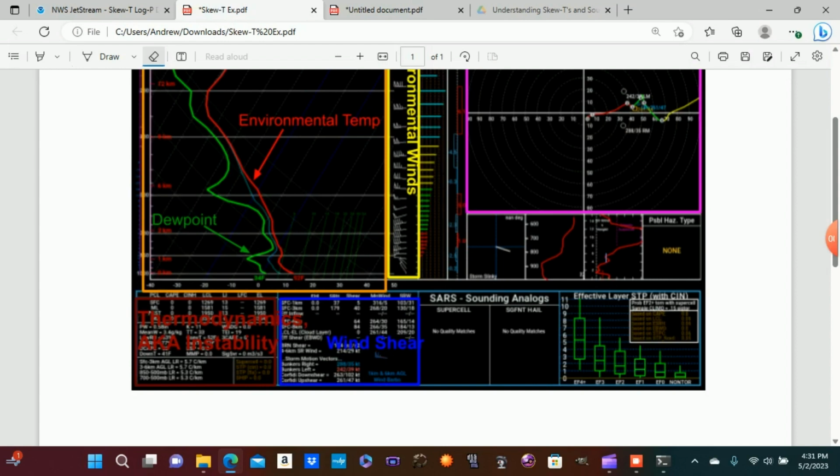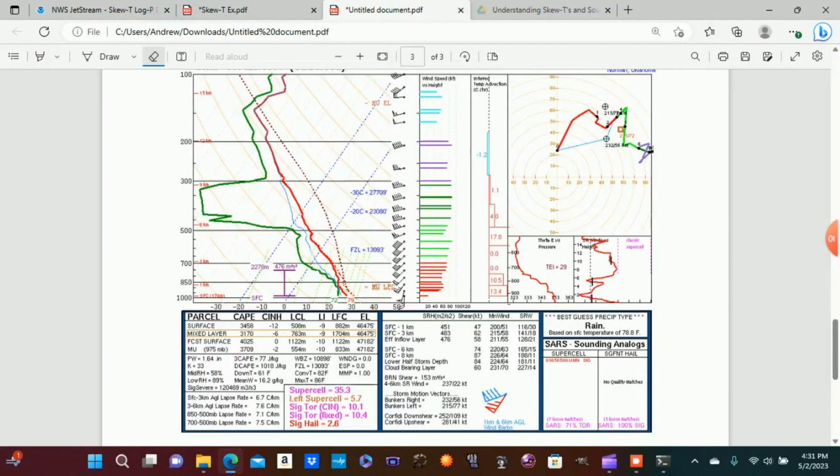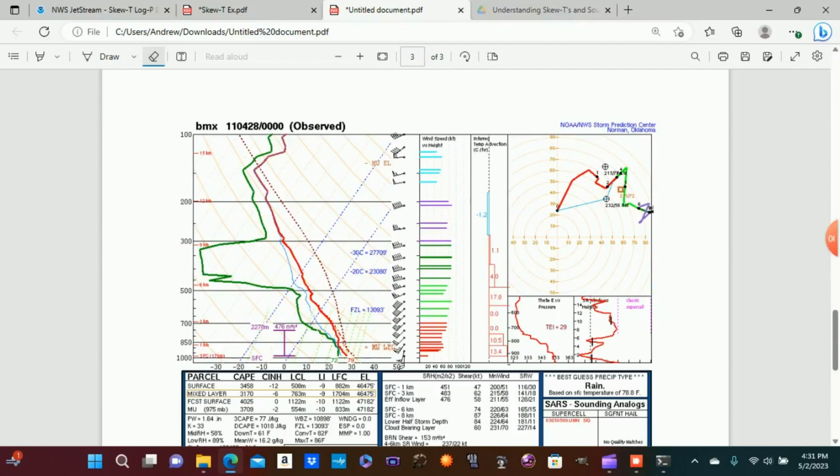And so next we're going to look at what these parameters look like on a severe weather event. This is going to be an extreme example, but let's look at the April 27th, 2011 event. So we're going to look at the evening sounding from Birmingham at 7 p.m. and we'll start with the Skew-T.